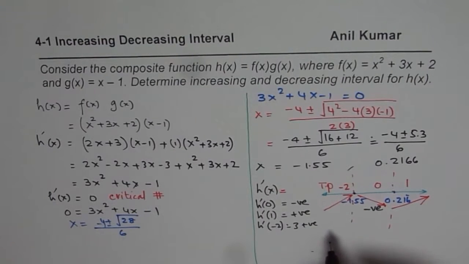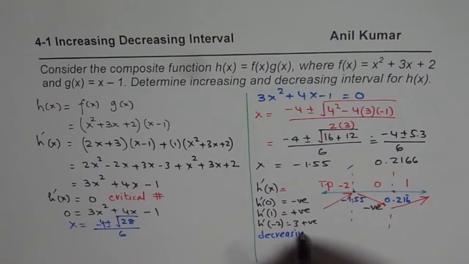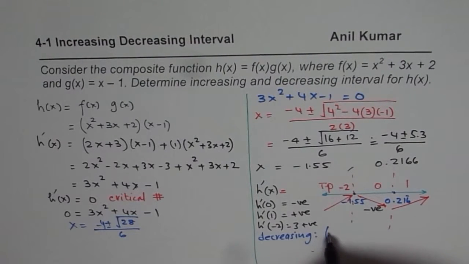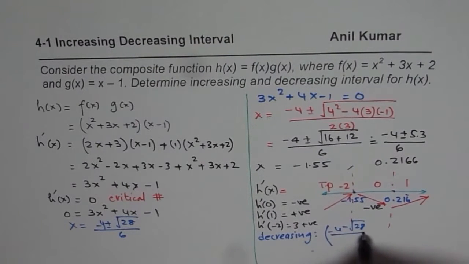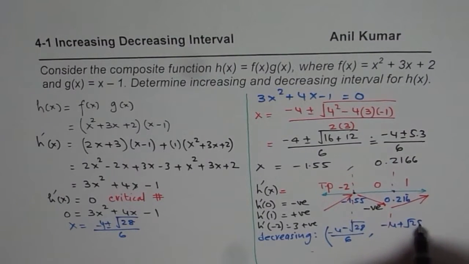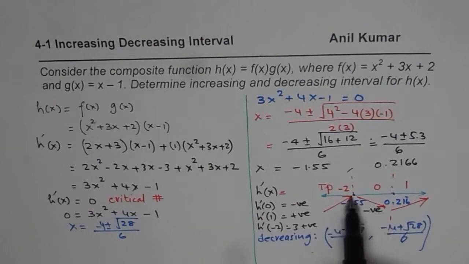So this is the value of x plus minus. So what we notice is that the interval of decreasing is within these two roots. So it is decreasing in the interval when the value is between minus 4 minus square root of 28 divided by 6 to minus 4 plus square root of 28 divided by 6, right? So within this interval, it is actually decreasing, right?